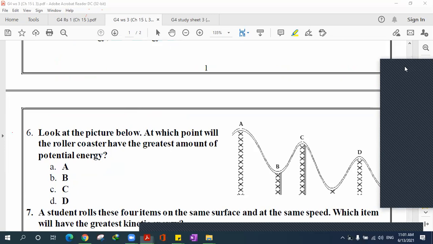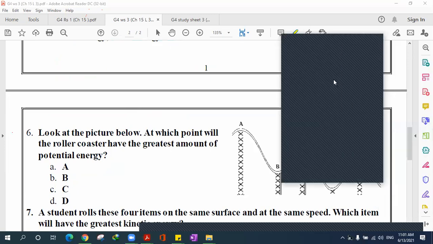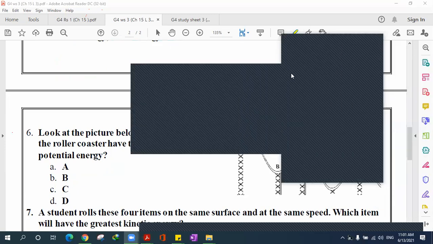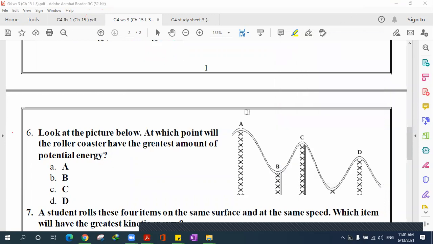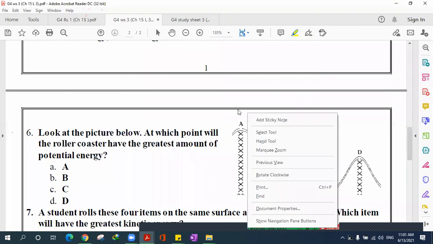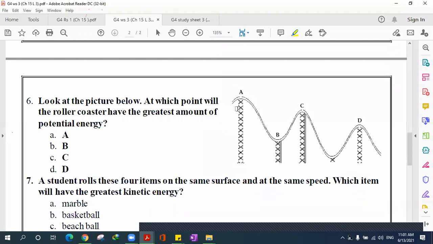Iyad Adil. Now who's next? After Iyad, we have Farah. Yes, Farah. Number 6. Look at the picture below. At which point will the roller coaster have the greatest amount of potential energy? A. Yes, the greatest amount of potential energy is gonna be A, the highest point.